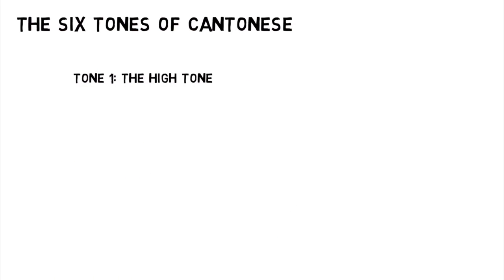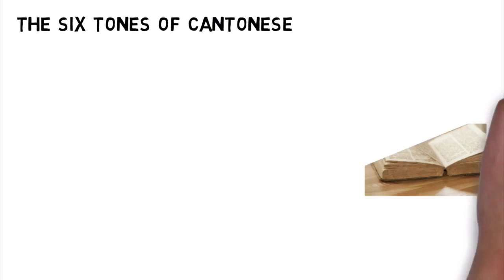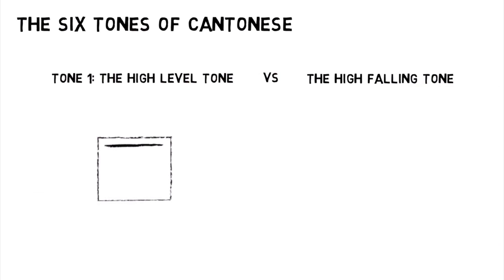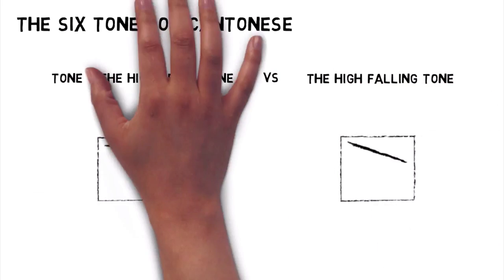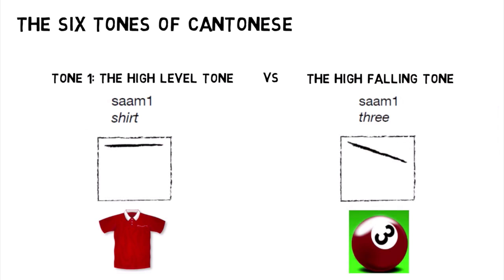Tone 1 is the high tone, and you'll find it in words like si, su, hao, sung. It's high and sustained. In the Jyutping system, you'll see the syllable written followed by the number 1 afterwards, like this. Now, if you look at descriptions of Cantonese from 20 years ago, you'll see some discussion of a high-level tone like we've been talking about here, and also a different high-falling tone. You'd read about examples like sam, meaning shirt, and then sam, meaning the number 3.